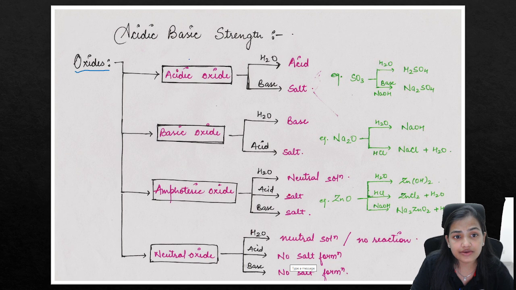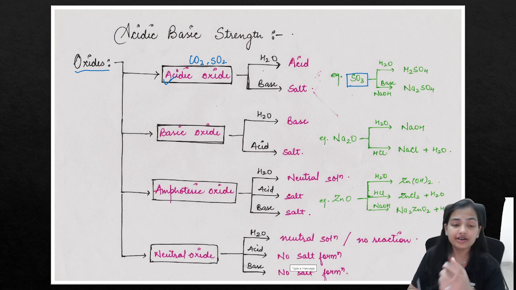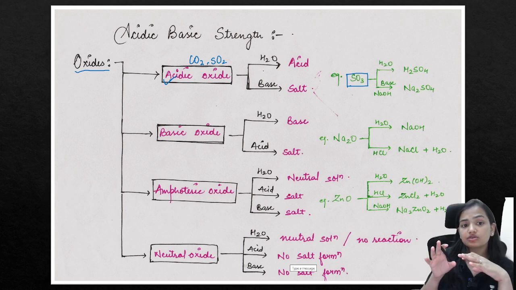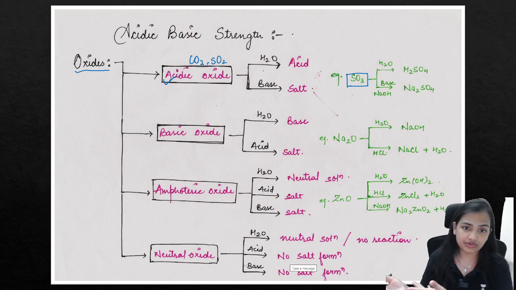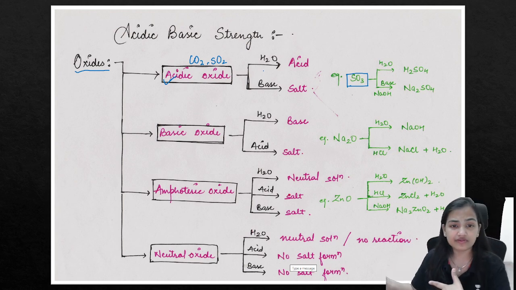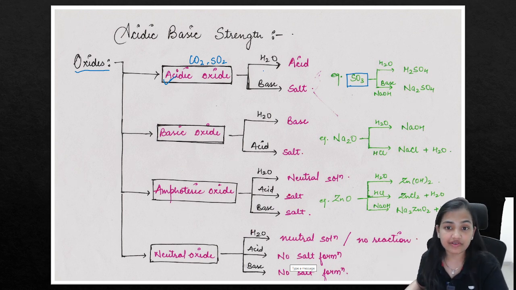Your acidic oxide could be CO2, could be SO2, could be SO3, any example you can take. So they are all non-metals and hence they are acidic in nature. I am telling you all this because if you focus here, you will be able to do the questions related to whatever type of reactions come in your P block elements very easily.